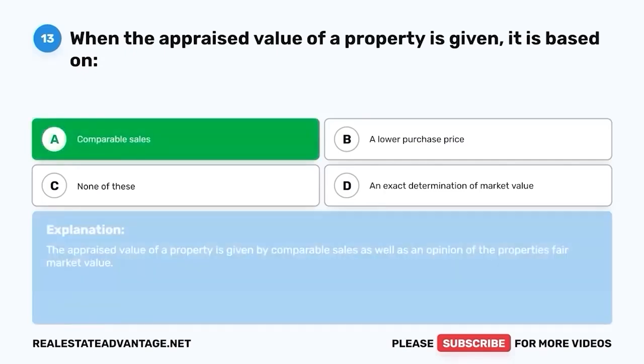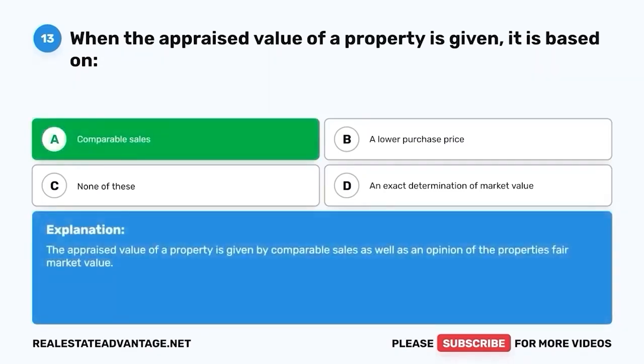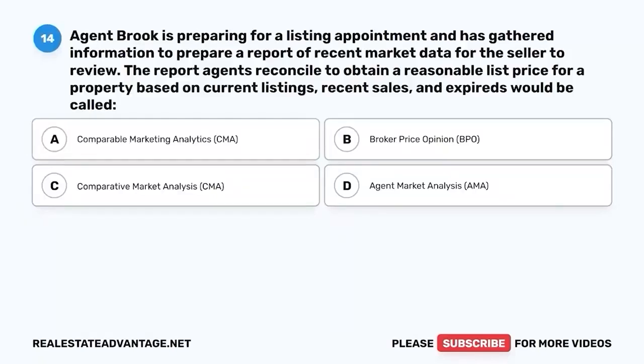Comparable sales. The appraised value of a property is given by comparable sales as well as an opinion of the property's fair market value. Question 14. Agent Brooke is preparing for a listing appointment and has gathered information to prepare a report of recent market data for the seller to review.